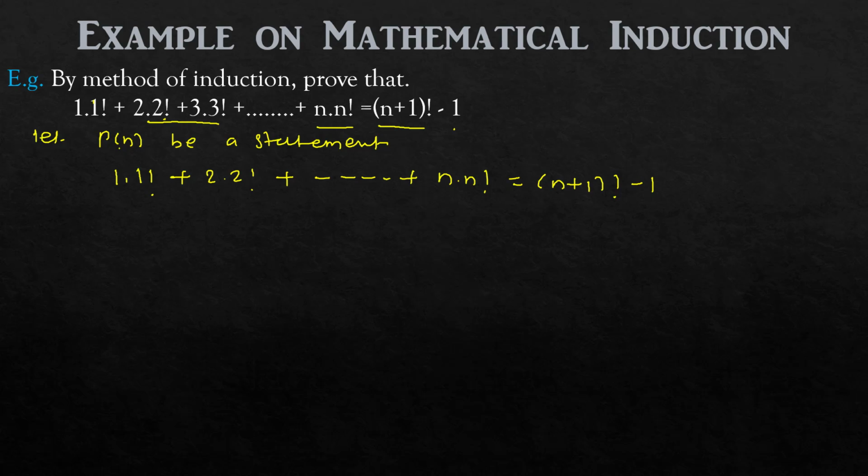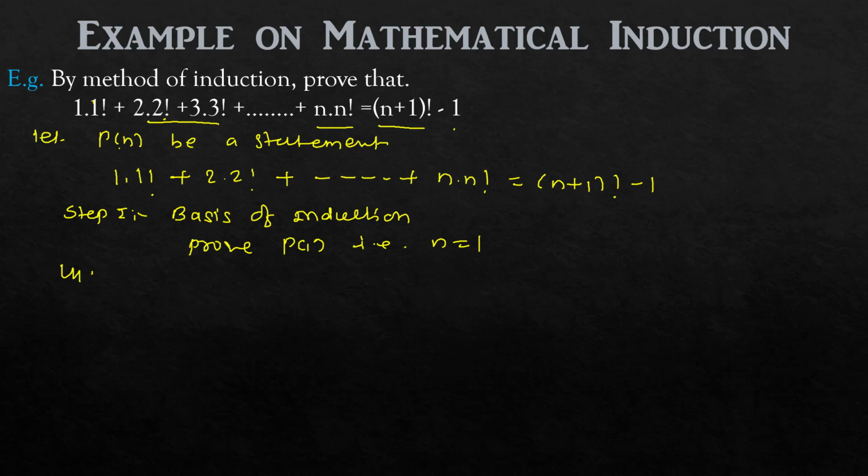Now starting from step number 1, that is the basis of induction. What do we have to do in this step? That is, prove for P of 1, meaning n is equal to 1. So take LHS. Since it is an equation, we have to show both LHS and RHS here. n into n factorial is equal to 1 into 1 factorial. So what is the value of 1 factorial? 1. So 1 into 1 we get, equation number 1.